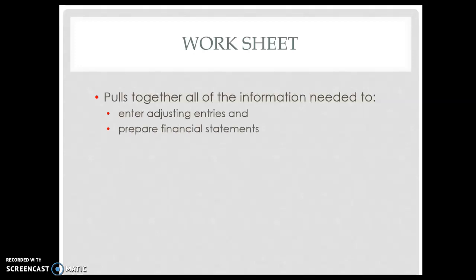And a worksheet does a couple things. It can pull all the information that we need to enter adjusting entries and prepare financial statements. Now, we won't be talking about adjustments until later in the semester. Preparing financial statements, we're going to be talking about that very shortly.